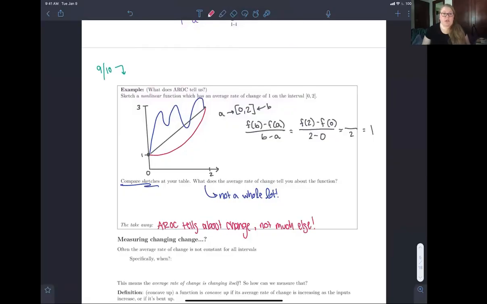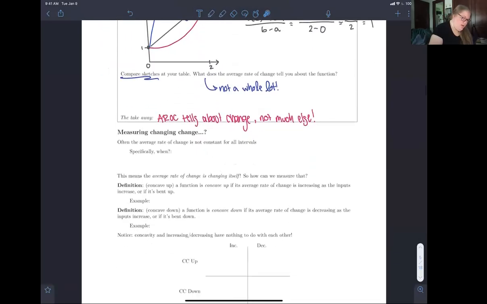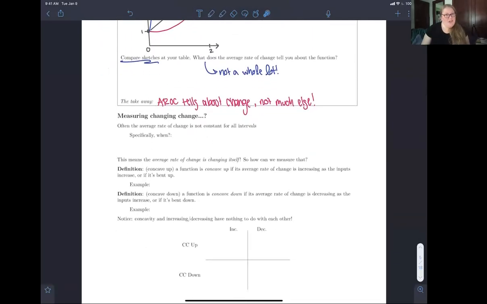It doesn't tell us if our function is really highly fluctuating or if it's nice and smooth. Is it always increasing, or maybe it goes some increasing and then some decreasing? We can't necessarily tell with the average rate of change. So now we're going to talk about measuring changing change, right? That average rate of change is not necessarily constant for a function the whole time. So we'll get back to this question, but let's see an example.